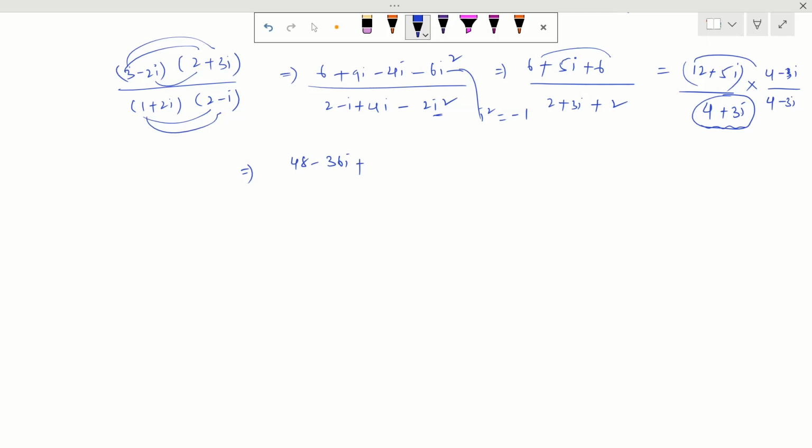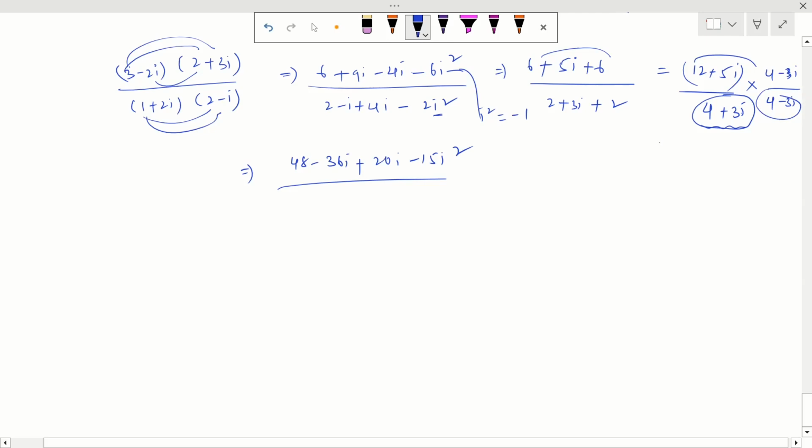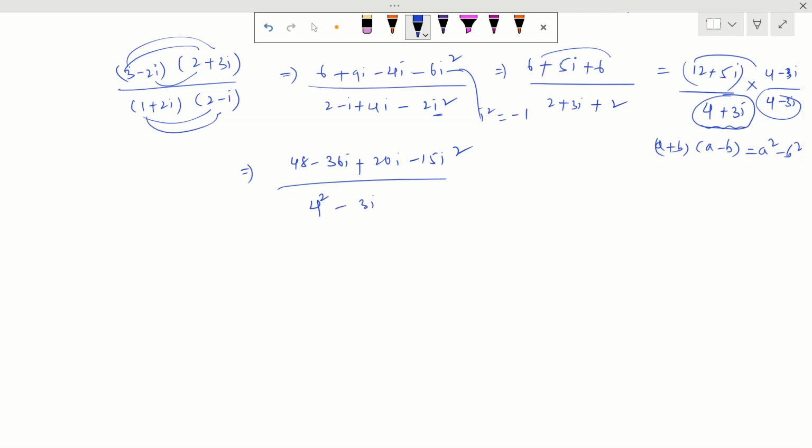And this 5i times 4 is 20i, and this is minus 15i square. And 4 plus 3i and 4 minus 3i is in the form of (a plus b) into (a minus b), so that is the formula for a square minus b square, right? I just write here a square, 4 square, minus b square, 3i square.